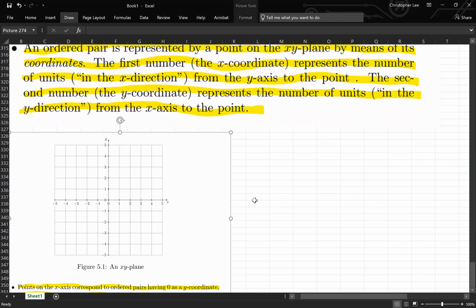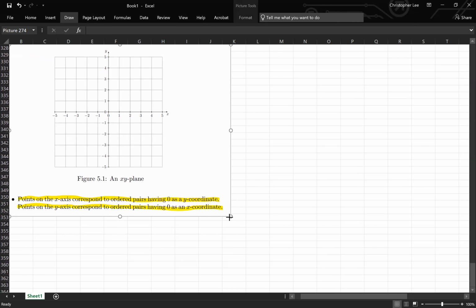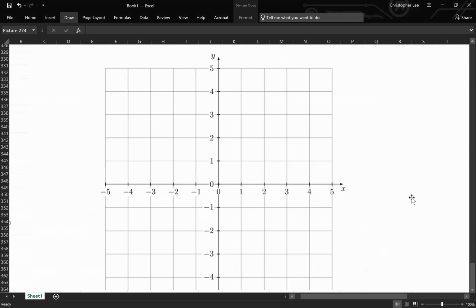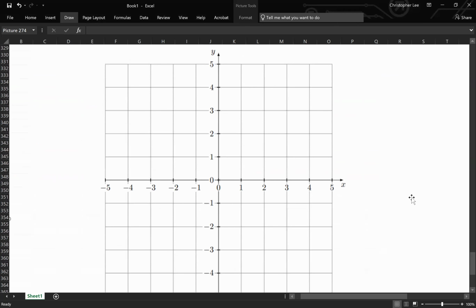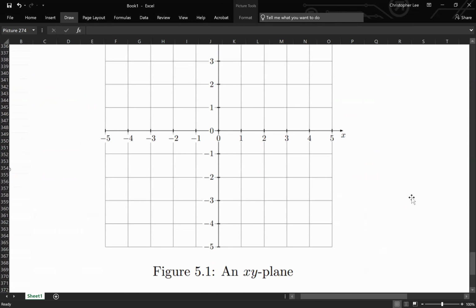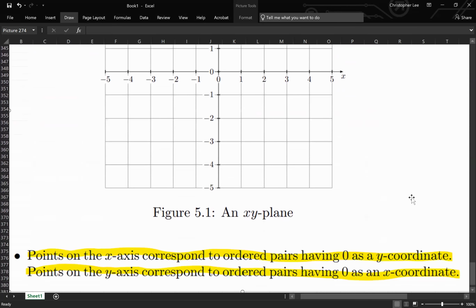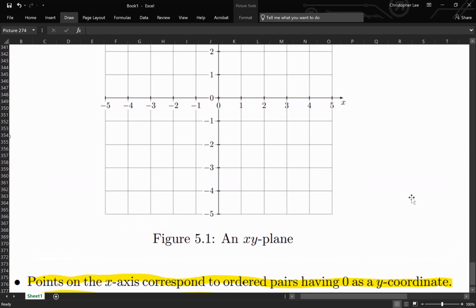All right. So here's a nicer looking graph right here. Y'all get the idea, right? You have the x-axis, y-axis, positive to the right of x, negative to the left of x, positive above the y-axis, negative below the y-axis. All right? Okay, so the points on the x-axis correspond to the ordered pair having 0 as a y-coordinate. The points on the y-axis correspond to ordered pairs having 0 as an x-coordinate, right?